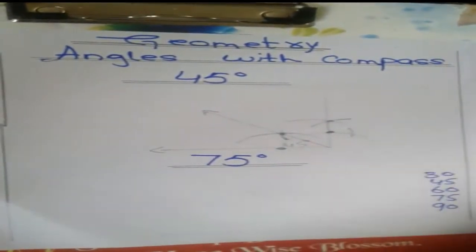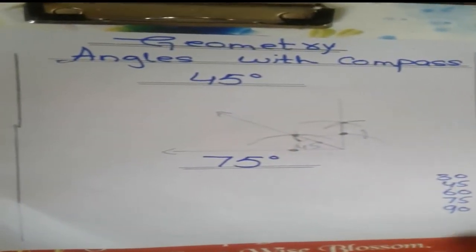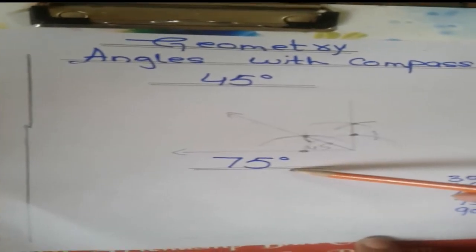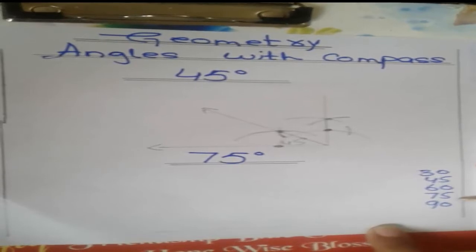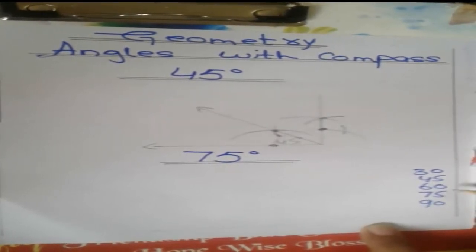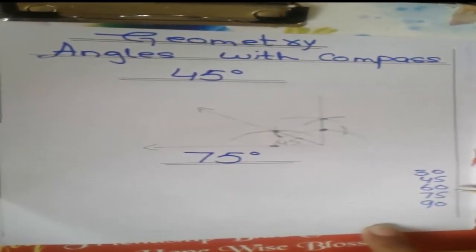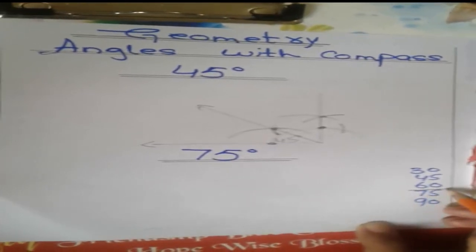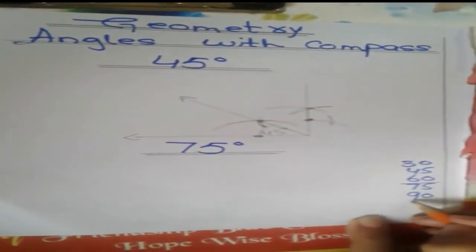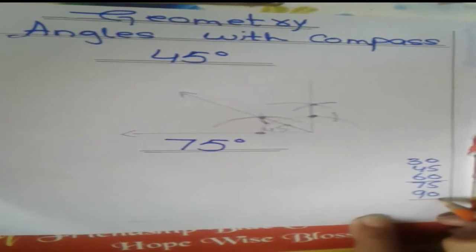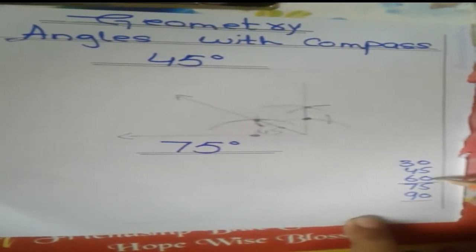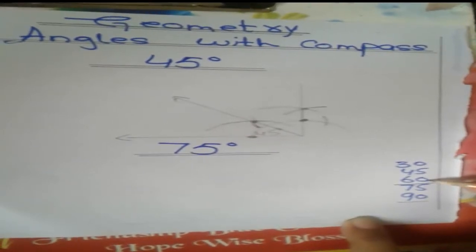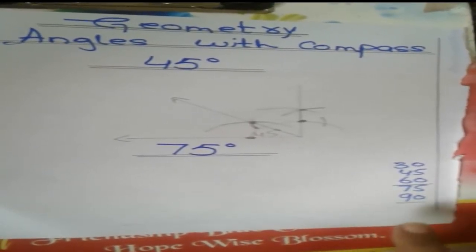Second angle is the angle of 75 degree. For the angle of 75 degree, always remember the table of 15. In the table of 15, which number is before 75? Before 75 is 60 and after 75 is 90. It means that for the angle of 75, we need two angles. We need 60 and we need 90.